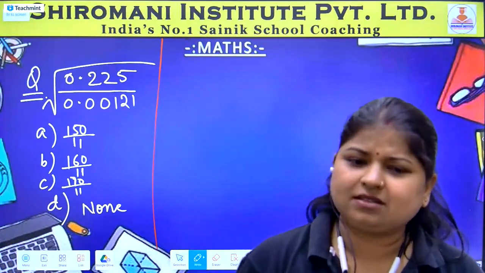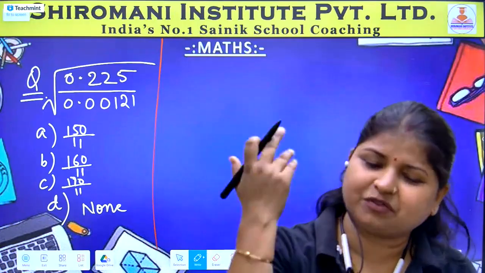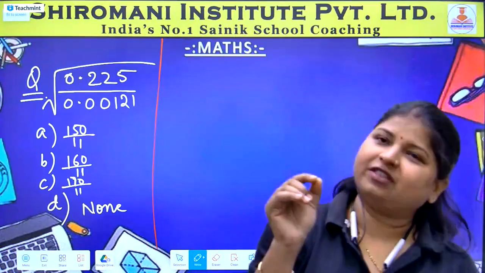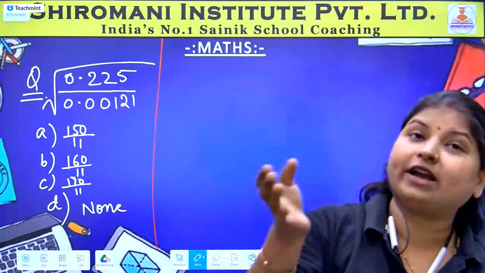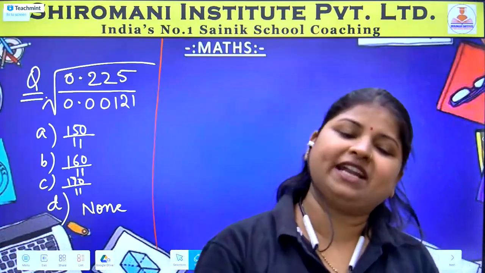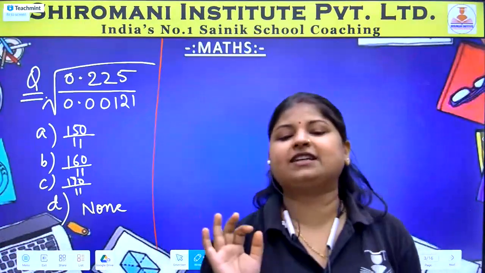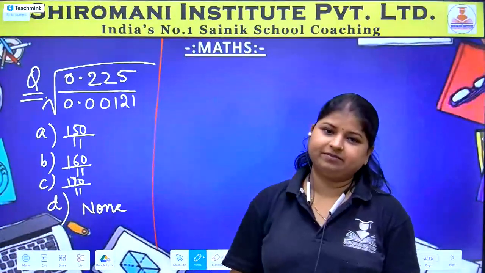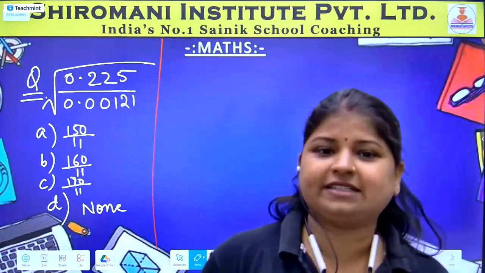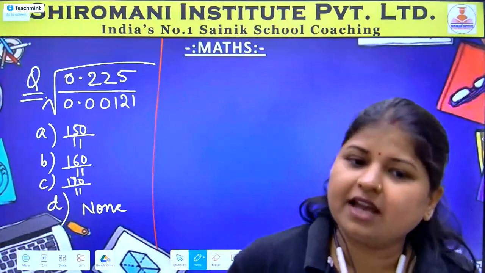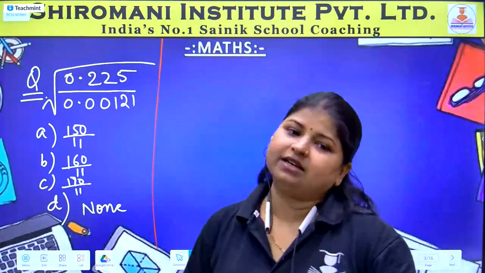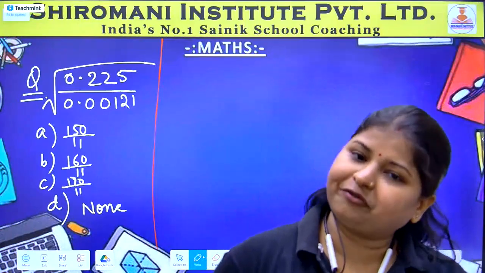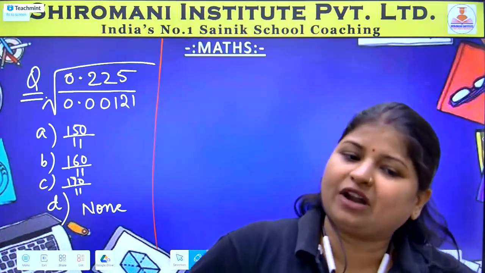99.99% this would be correct, what I'm telling you right now. 1% of the time, if the question is something else or tricky, it might be wrong. But 99.99% this trick would work. What is the trick? I have 225 here. I have 121 here, right? 225, I know it is the square of what? 15. And 121 is the square of 11, right?